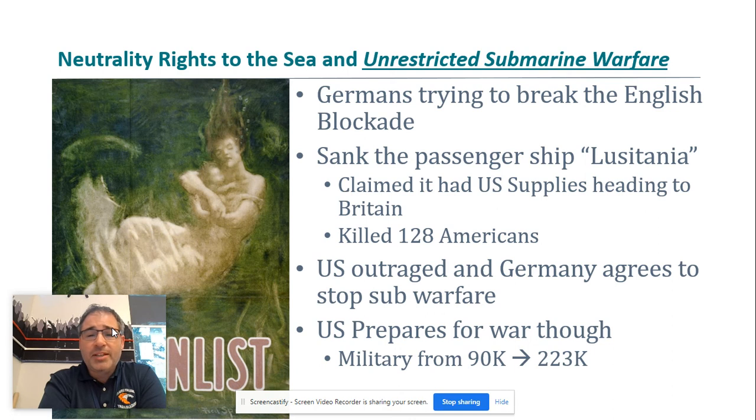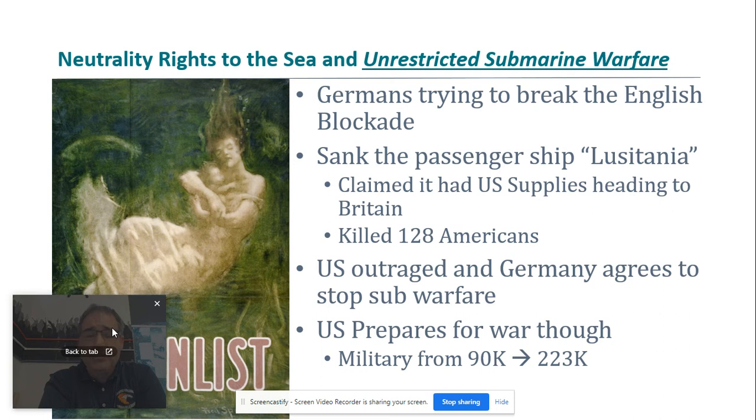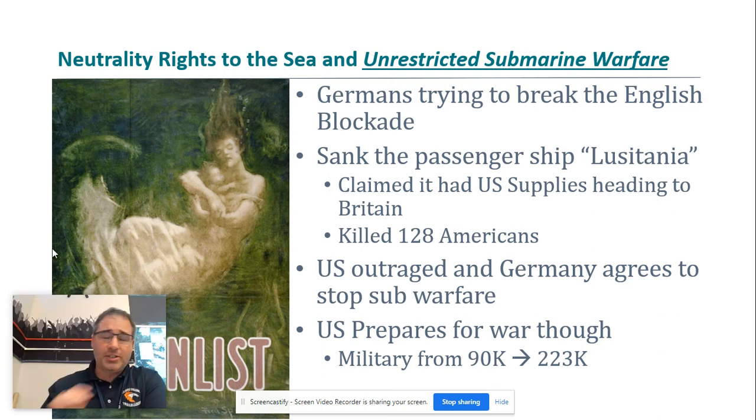The Germans were trying to break the blockade by using submarines, which would attack unseen at any time, and it's a terrifying weapon. One of the ships that they sank was the Lusitania. Now, the Lusitania was a British passenger ship, and it went into the unrestricted submarine warfare zone, and the Germans sunk it. As a passenger ship, there were 128 Americans on board, and it kills all of them.